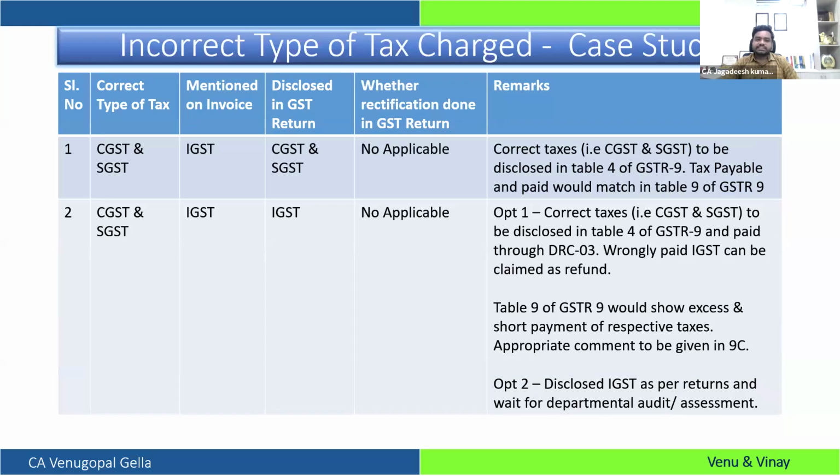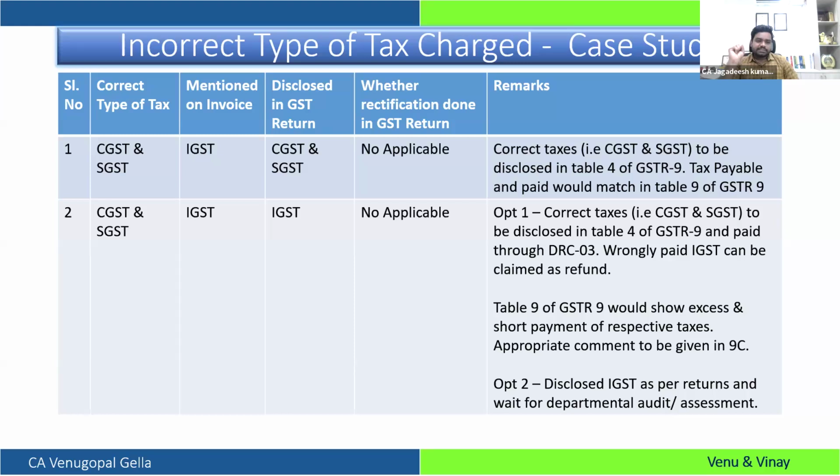Now coming to the incorrect type of tax charged. Actually, my correct type of tax is CGST and SGST. In the returns also, I have discharged CGST and SGST, but in the invoice, I mentioned IGST. In that case, it's not an error. You have correctly discharged your taxes. Only you have reported IGST in the invoice. In that case, you need not do anything for the auto-populated figures in the GSTR-9.